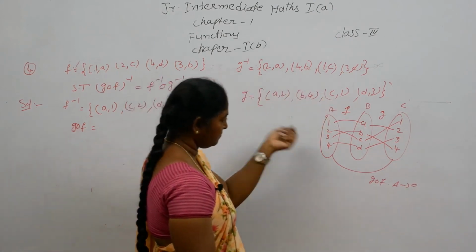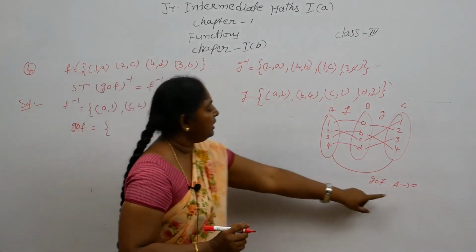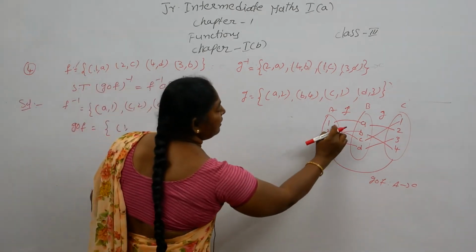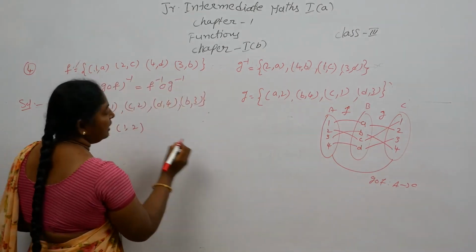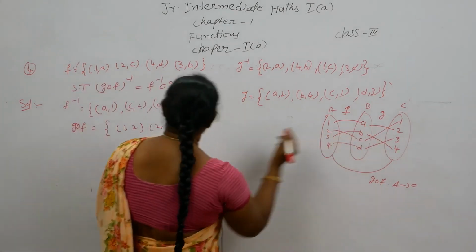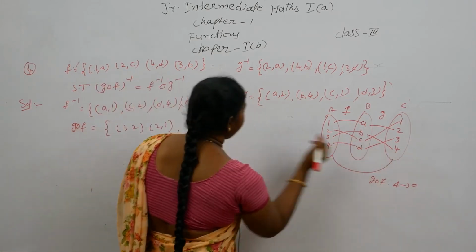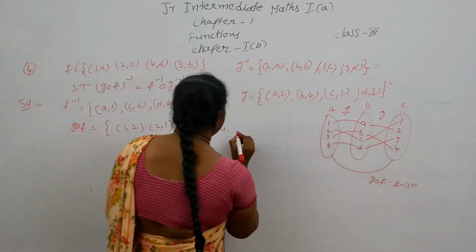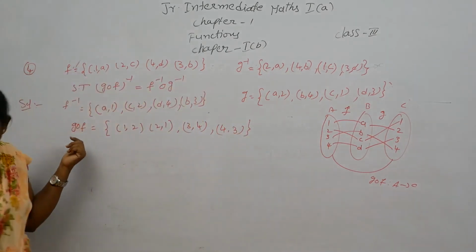So here, first, A equal to domain. First we have to write domains: 1 to A to 2. So 1 to 2, and 2 to C to 1. Next 3 to B to 4 and 4 to D to 3. This is g of f value.